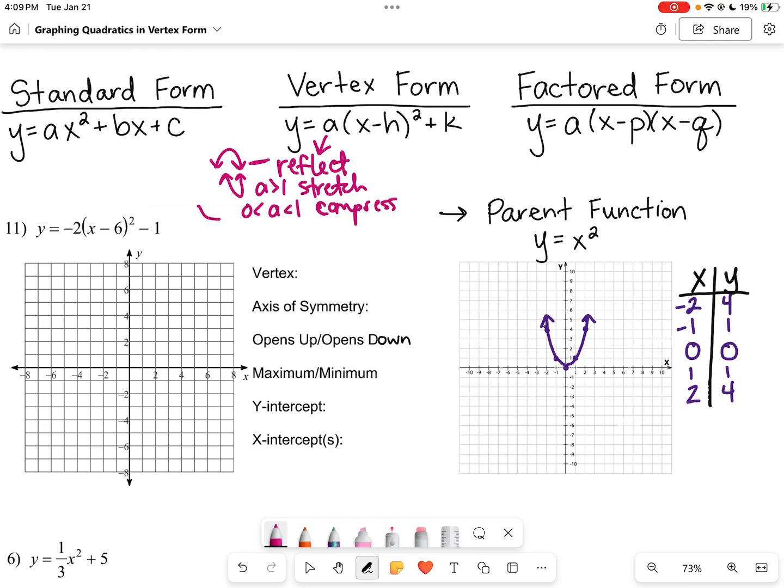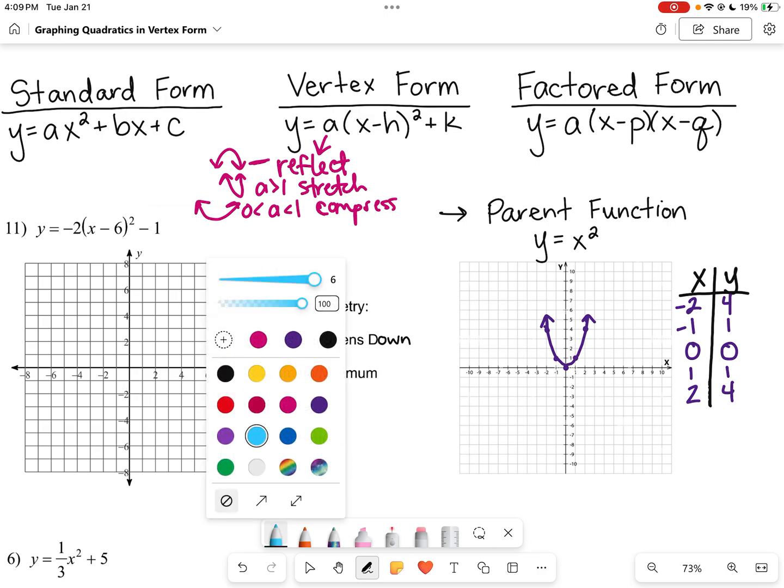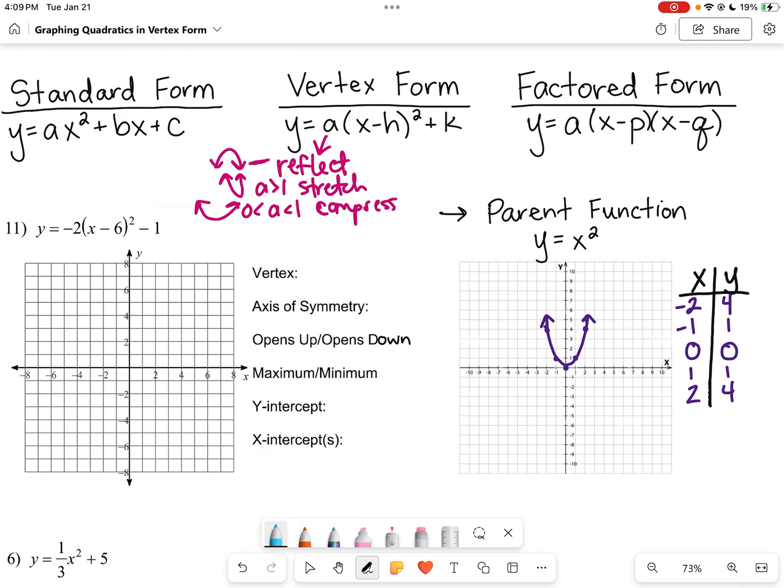So it's going to get wider. It's going to look more like this. So those are all the things your A value can do. Your H value here is going to do something a little different. Your H value is going to cause a horizontal change in your graph.